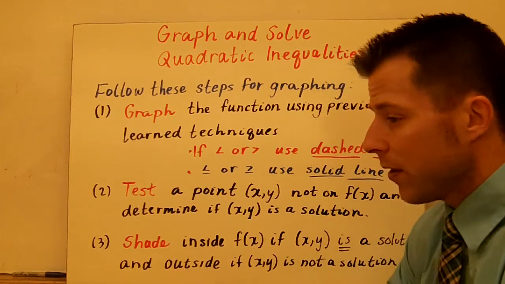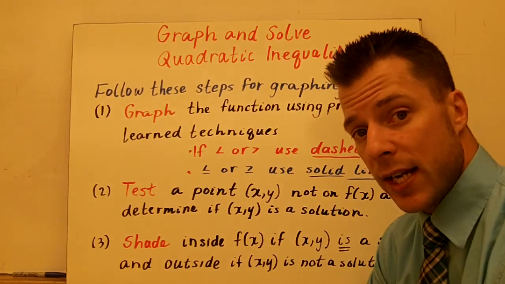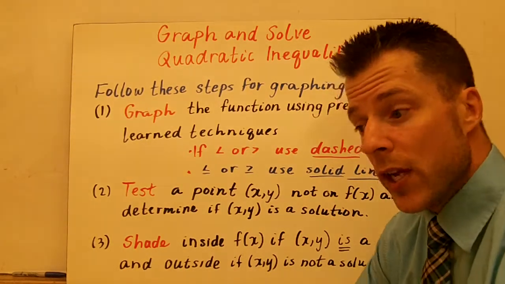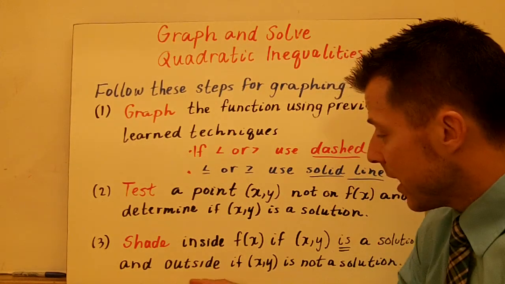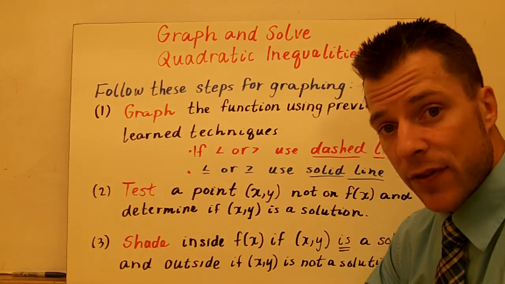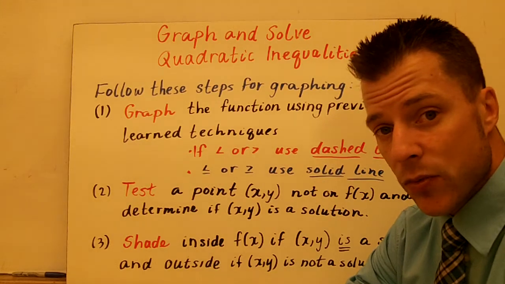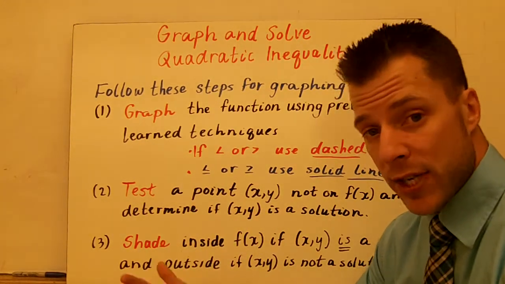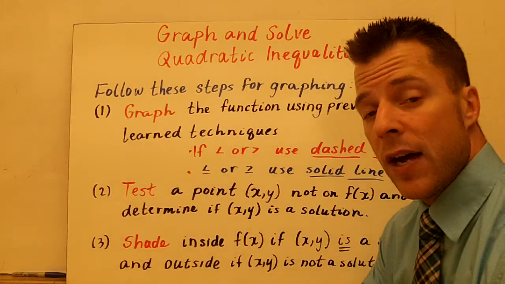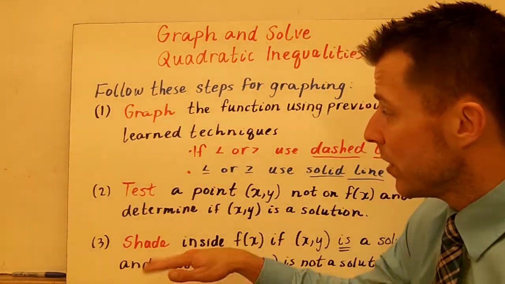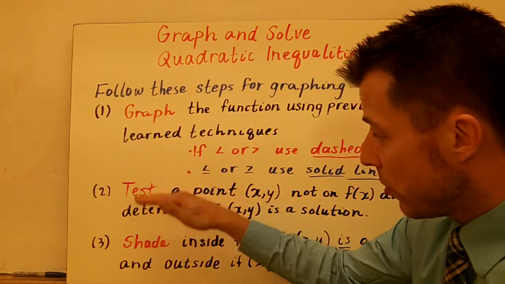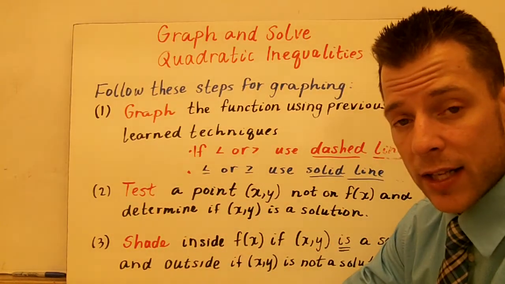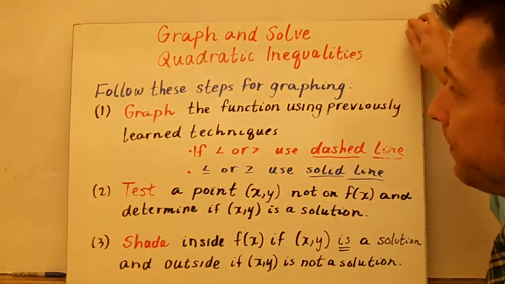And you've got to be really careful with that. If I test a point outside and it makes my inequality true, shade outside. This is really just talking about the opposite. If you pick a point inside and it doesn't work, then you shade outside. Vice versa, if you pick a point outside and you test it and it doesn't work, you shade inside. So we're going to look at that shading, and that's really the most important piece, steps 2 and 3 here, making sure you have a correct dashed line and shading in the right area.